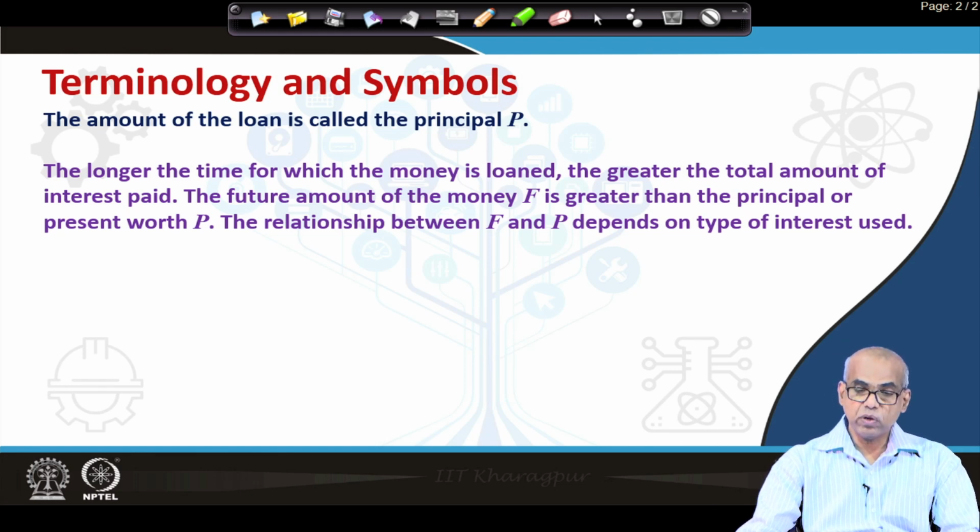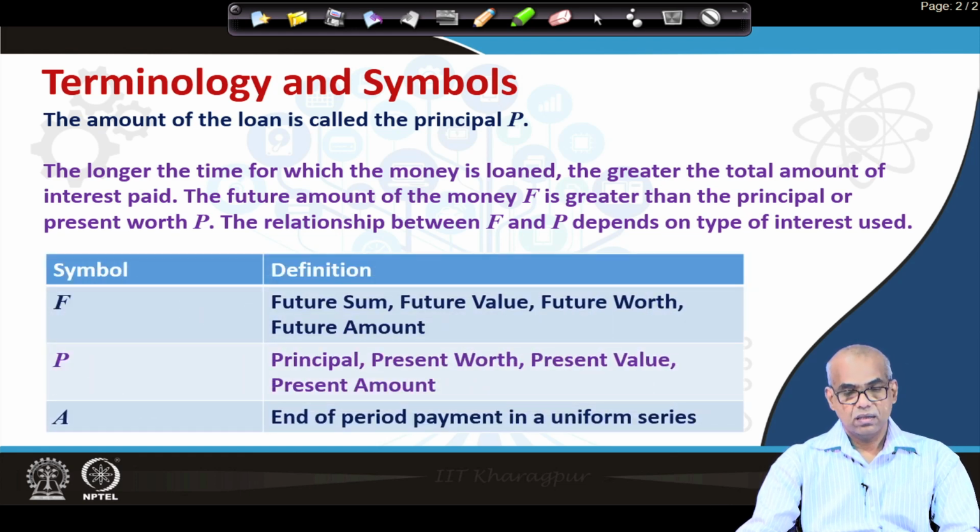The relationship between the total amount of money in future, that is F, and the principal or present worth P will depend on the type of interest that is used. So, look at this table: future sum, future value, future worth, future amount, all are synonymous and all will be represented by the symbol F.